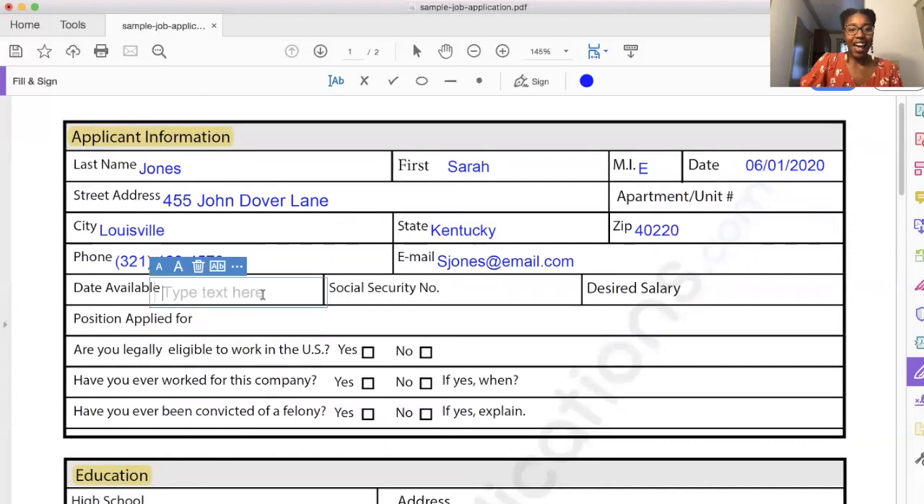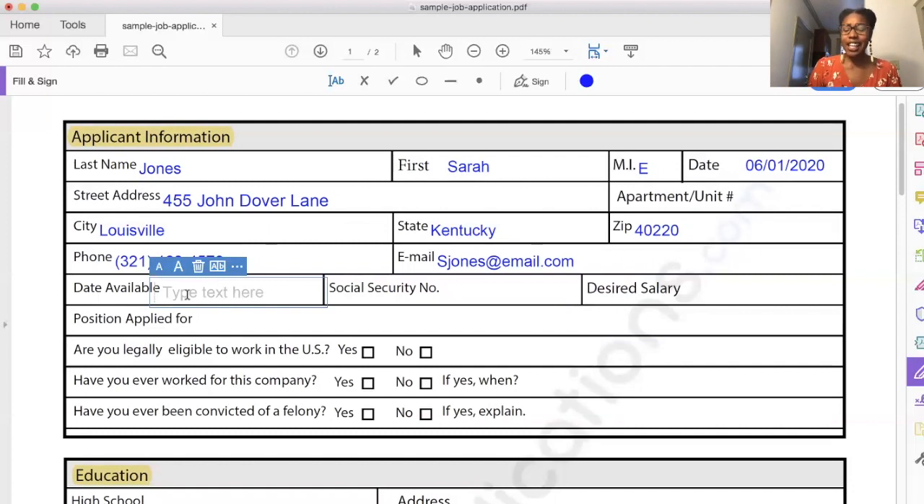Next, it asks date available. Anytime you see date available, it means what day can you start your job? So if today is Monday, maybe we will say that we can start our job on Wednesday.